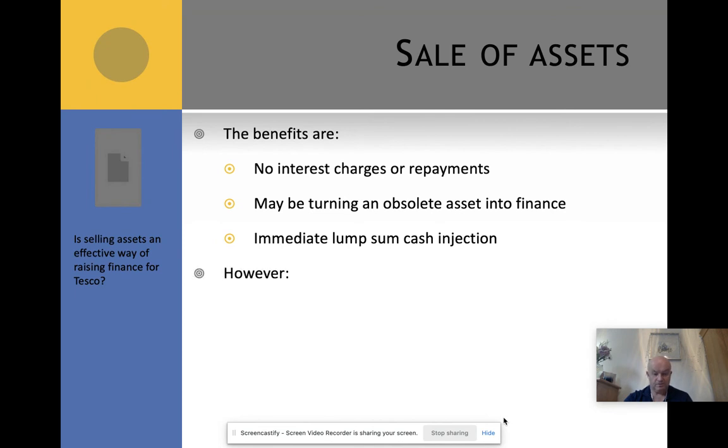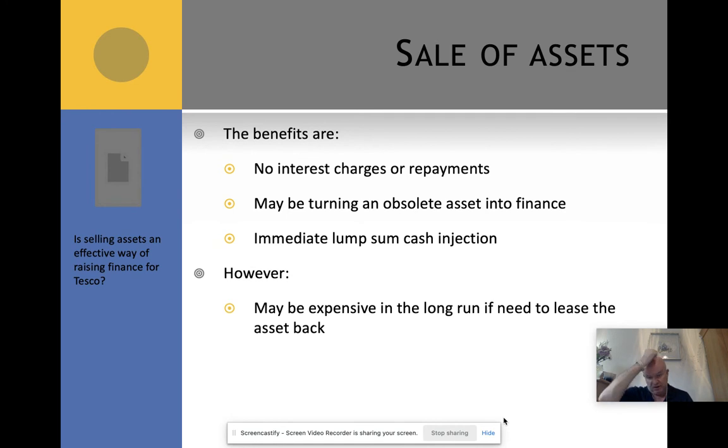However, in some cases, it might be expensive in the long run, and we've also got to bear in mind that if you start selling assets that are critical to your business, that might affect your ability to produce stuff in an efficient way.